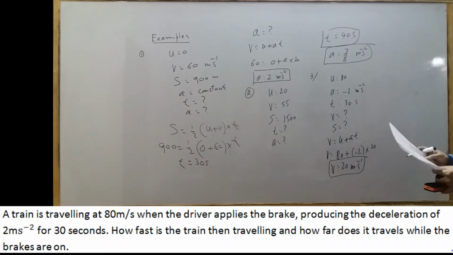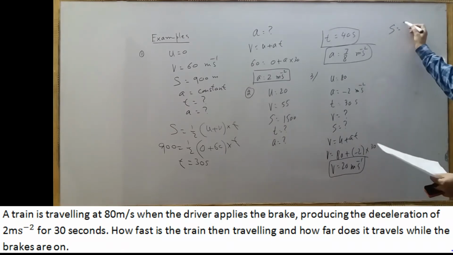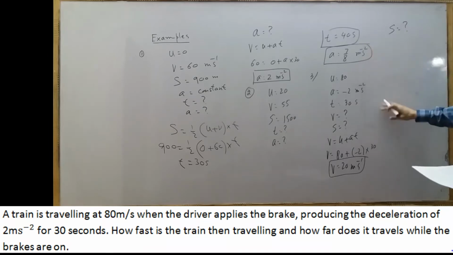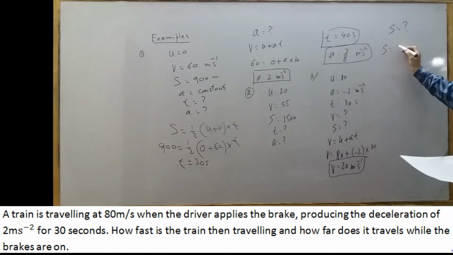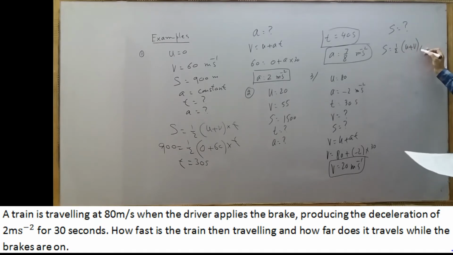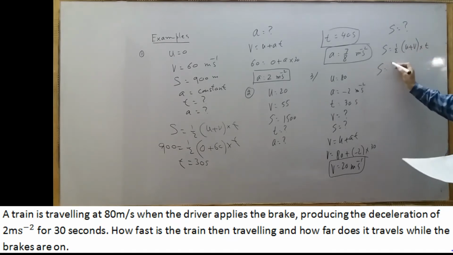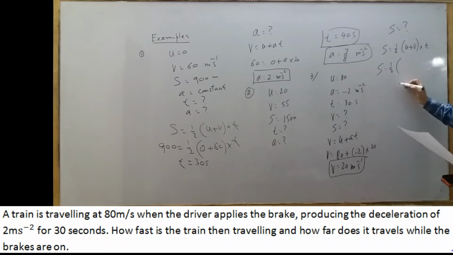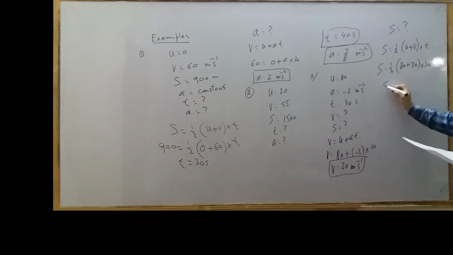Then we find displacement. For displacement, now you have all four quantities, so you can apply any formula. So we apply this equation of motion or formula, s is equal to 1 over 2 (u plus v) into t. Putting the values, you will get, this is 80 plus 20 into 30. Your answer will be 1500 meters. Example 4.